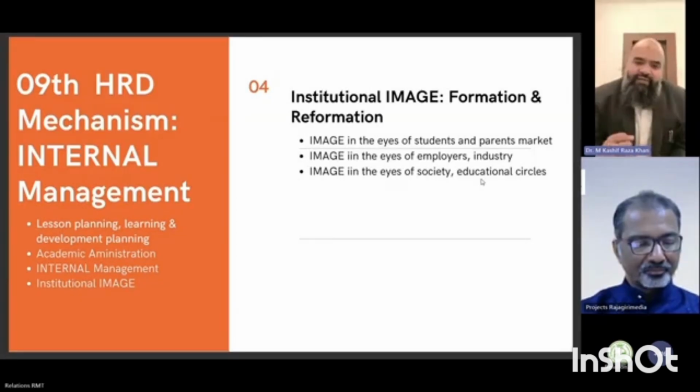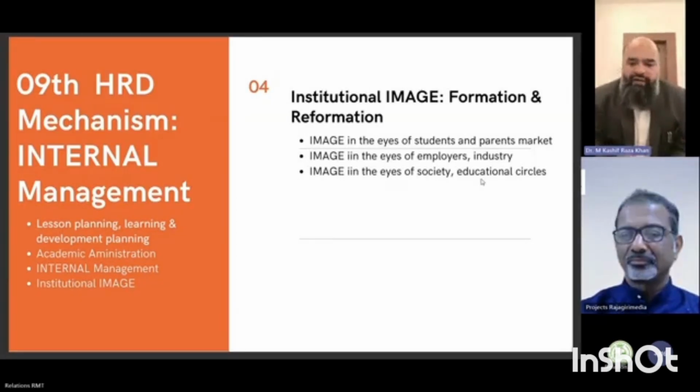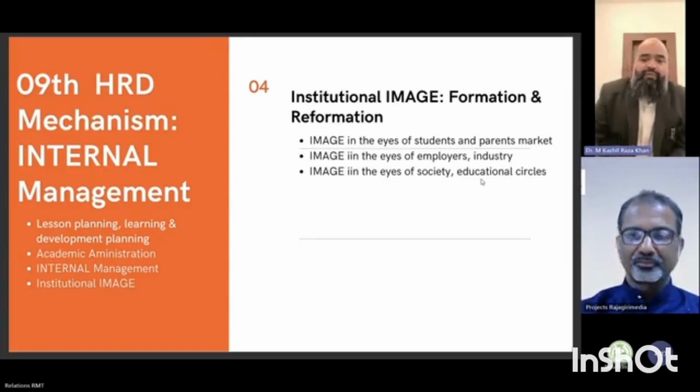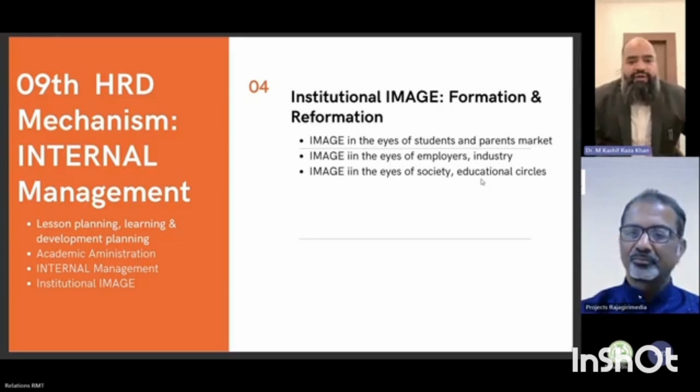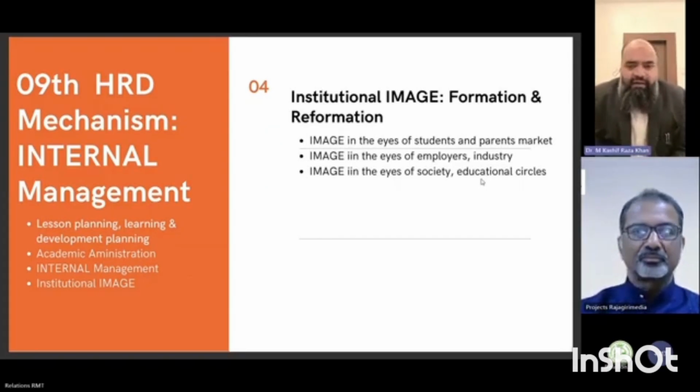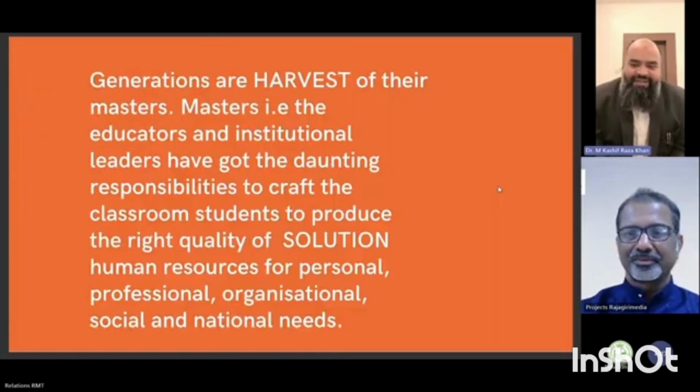So these are all the HRD mechanisms which can be controlled by whom? Only by the institutional leaders. All these HRD instruments can be utilized towards the maximum development of a student, towards the maximum development and quality of the education delivery, and towards the most effective performance of our educators. I have completed my talk, although I have taken a bit more time.